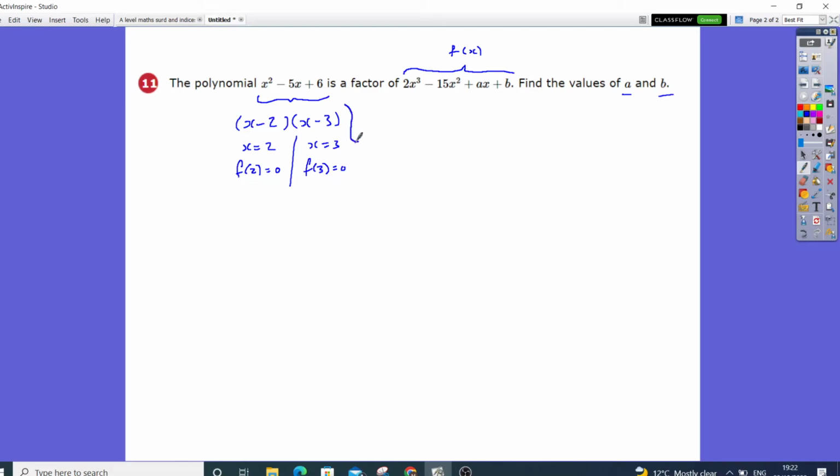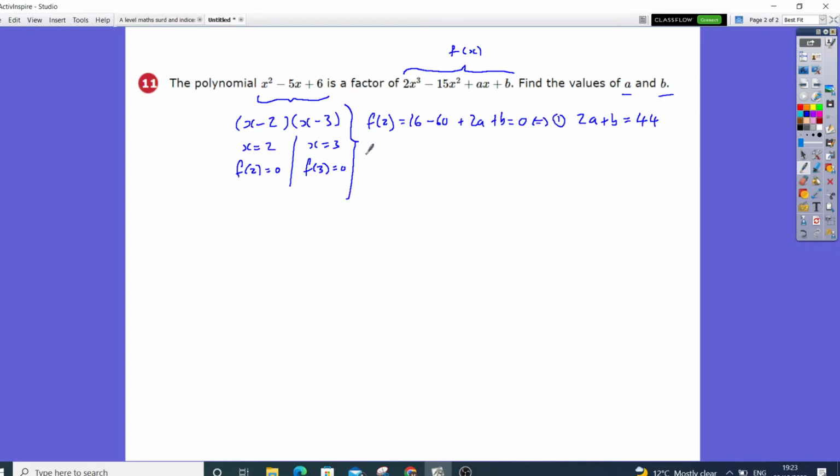Okay, so let's put this into the function. Let's put f of 2 in first. If I put f of 2 in, I'm going to get 2 cubed is 8, times 2 is 16. 2 squared is 4, times minus 15 is minus 60, plus 2a plus b, that's going to equal 0. Now I'm going to produce an equation where I keep 2a plus b on this side, and that's going to equal minus 44, and if I take it to the other side it becomes plus 44.